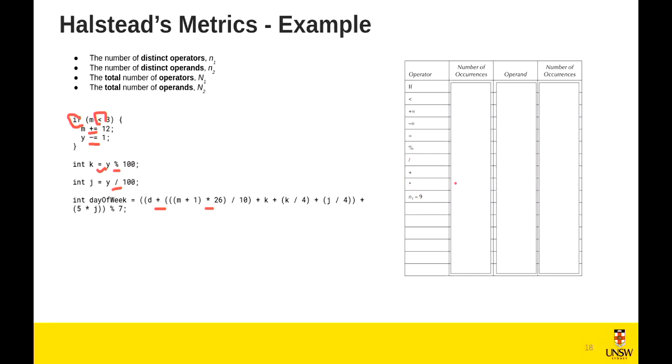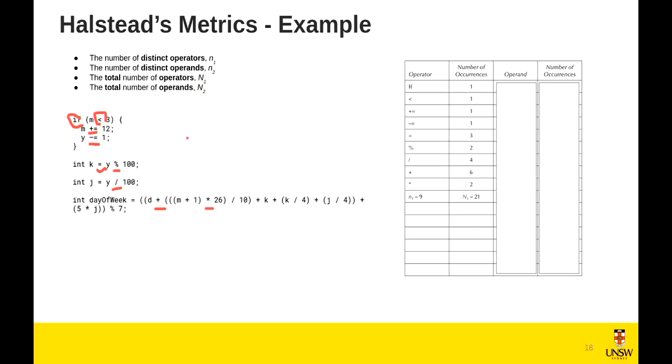And then we also need to count the number of occurrences for each of these operators. This is to calculate the total number of operators. So this will give us 21. And remember all the definitions here. The lowercase means distinct, and uppercase means total, and 1 means operators, 2 means operands.